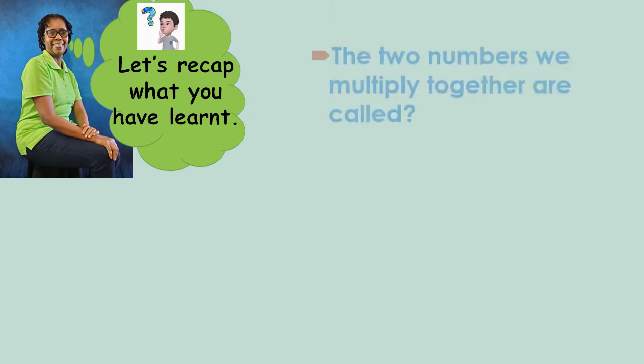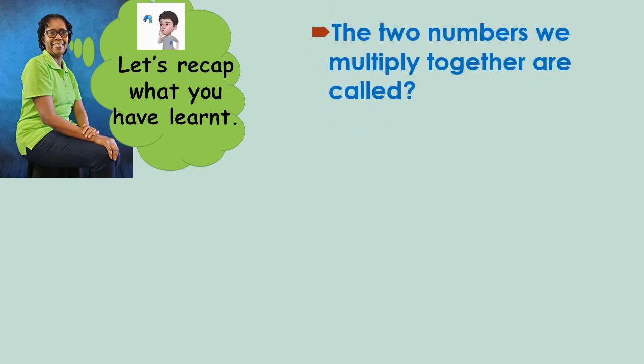Question 2. The two numbers we multiply together are called. What are they called? Think about that song that we did earlier.